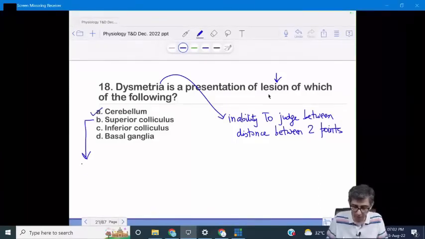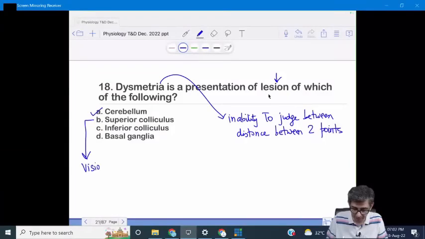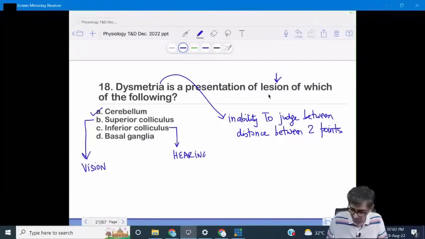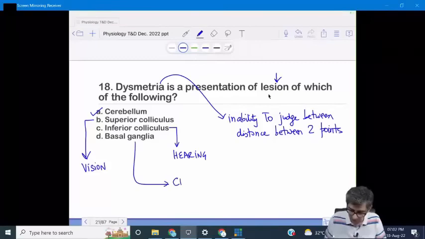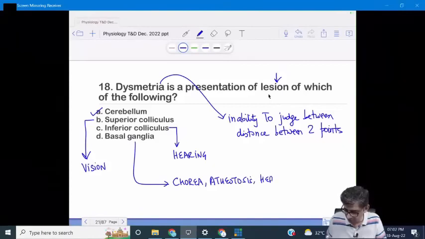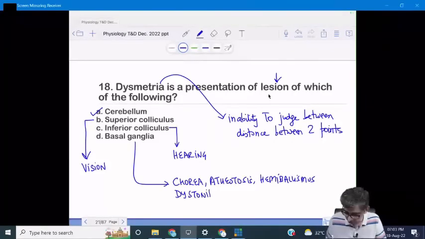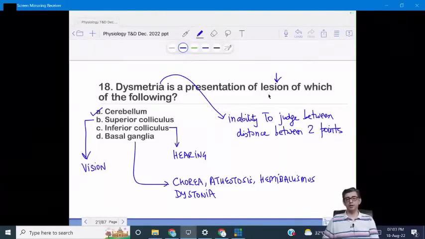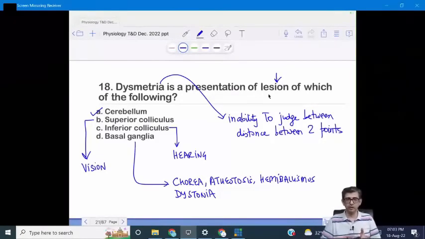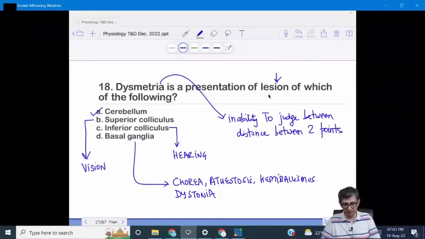Superior colliculus is related to vision. Inferior colliculus is related to hearing. And basal ganglia are so many. Every time we have damage to the basal ganglia, the manifestations that occur in the patient are chorea, athetosis, hemiballismus, and more importantly, we don't have dysmetria, but we have dystonia. The manifestations of basal ganglia damage are chorea, athetosis, hemiballismus, and dystonia. The question was on dysmetria, which happens to be a function related to the cerebellum. Answer to 18 is A.